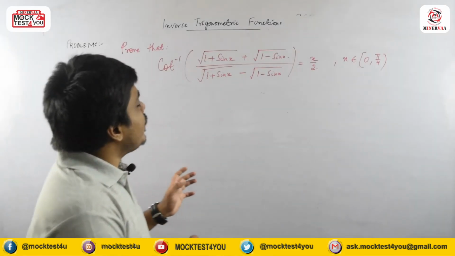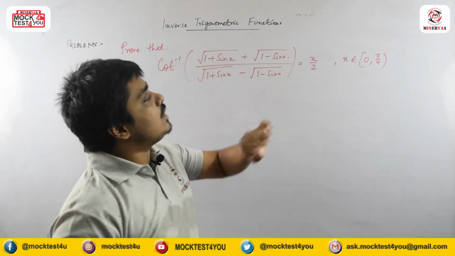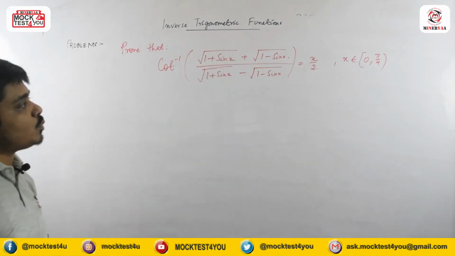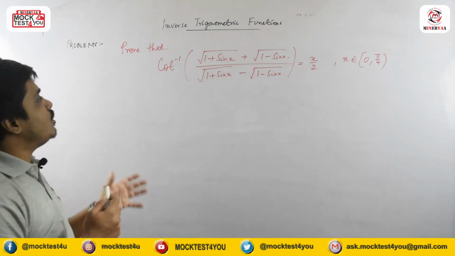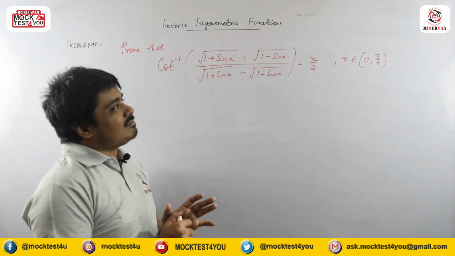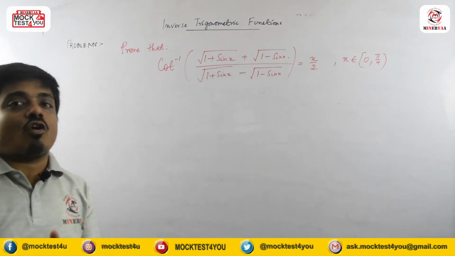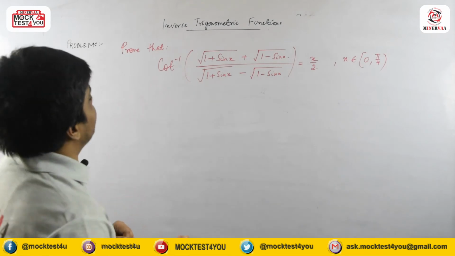So now here we have our next question, that is cot inverse of this bigger expression is equal to x by 2. So we have to prove this one. Now when you look at this thing, it's confusing. Now what I will do? Here it's a bit easy if you remember some formulas of class 11. So how can I simplify the left hand side?